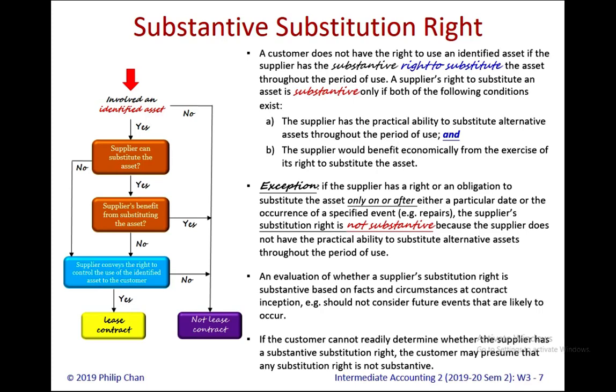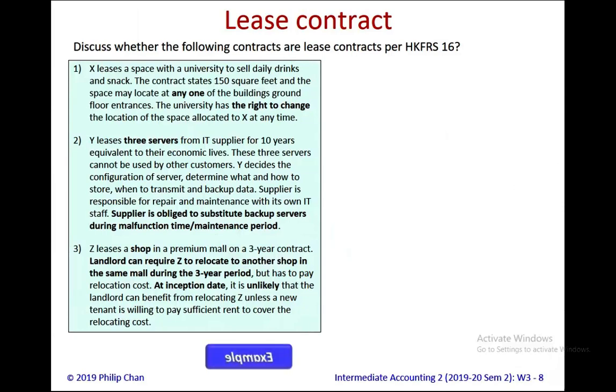If the customers cannot readily determine whether the supplier has a substantive substitution right, then the customers may presume that any such substitution right is not substantive. Okay? Right, let's move on and see whether you understand the concept. If you still don't understand, go back a minute or two and look at the slides again before you look at this example.